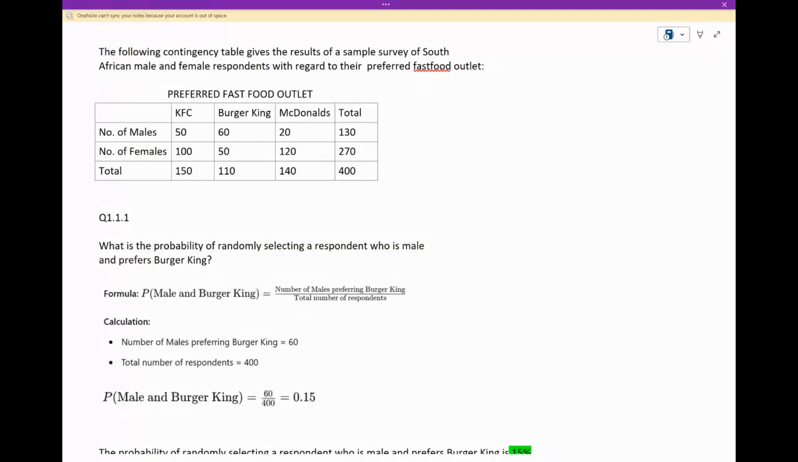You wanted to ask something? Then the question would have been inverted: how many males, what's the proportion of males who prefer Burger King?